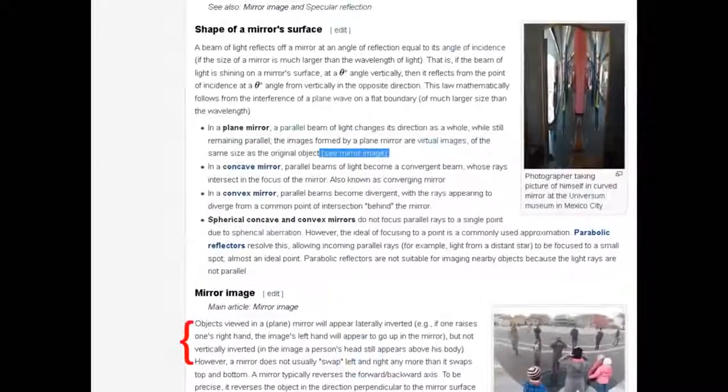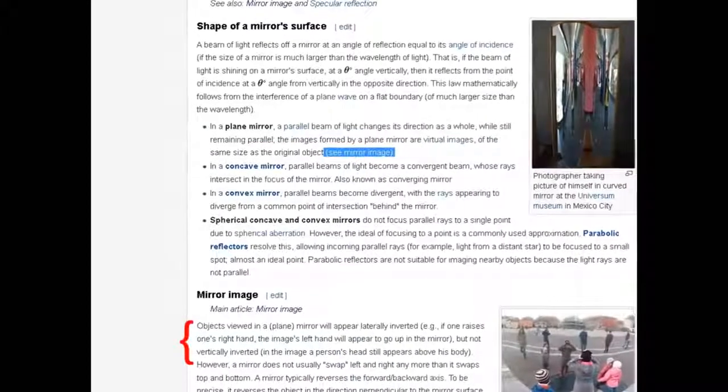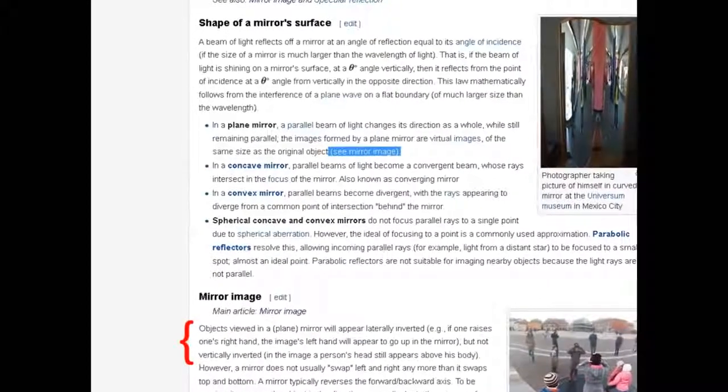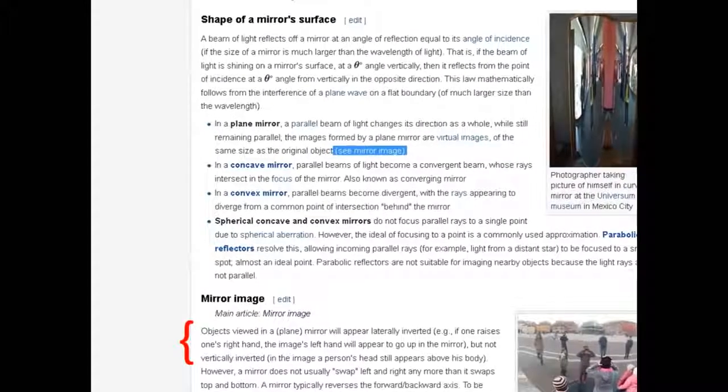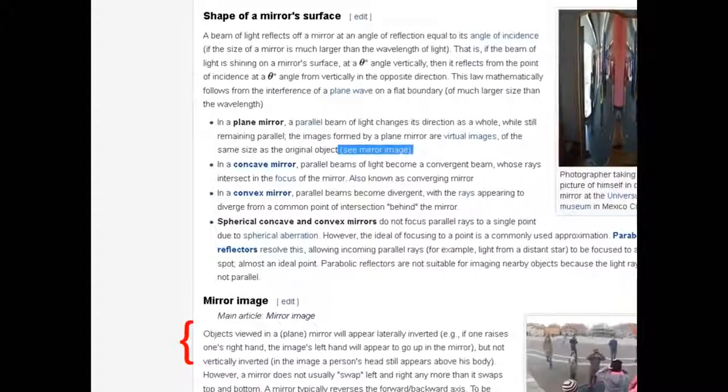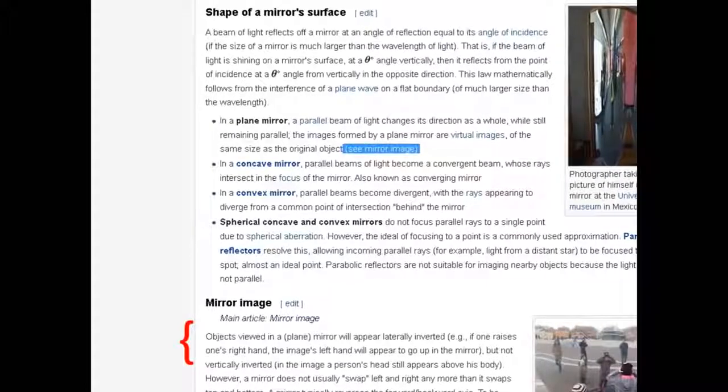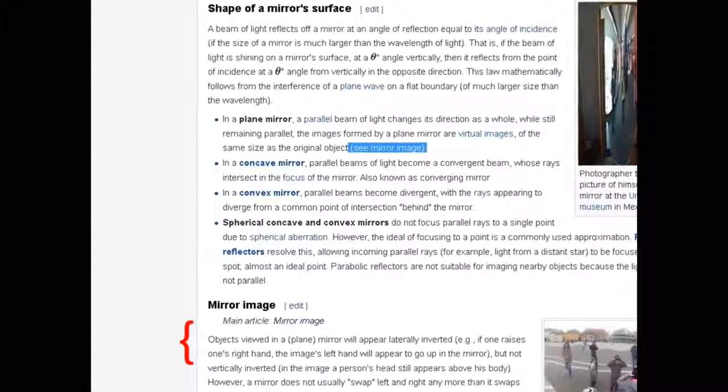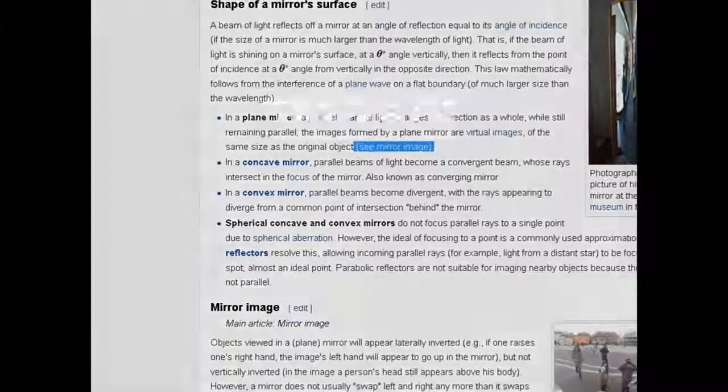Objects viewed in a plane mirror will appear laterally inverted. If one raises one's right hand, the image's left hand will appear to go up in the mirror, but not vertically inverted. In the image, a person's head still appears above his body. However, a mirror does not usually swap left and right any more than it swaps top and bottom.